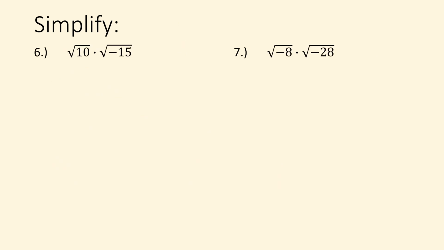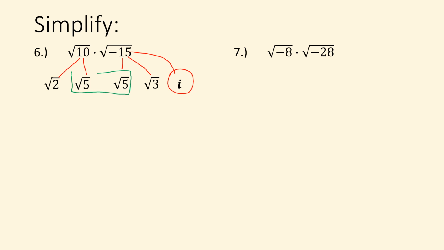With 6 and 7, we're multiplying two radicals, which is a lot like simplifying radicals, which we did in the last section. So to start off, let's say we break down this 10 and this negative 15. Right, so the 10 is going to become a 2 and a 5. The 15 we can break down to the 5 and the 3, and we're also taking out this i because it's a negative 15. And just like the last section that we did, we're looking for pairs of numbers. So the 5 pairs up, which means the 5 is going to move to the outside. This i is going to be on the outside, and the 2 and the 3 don't have anything to pair up with.